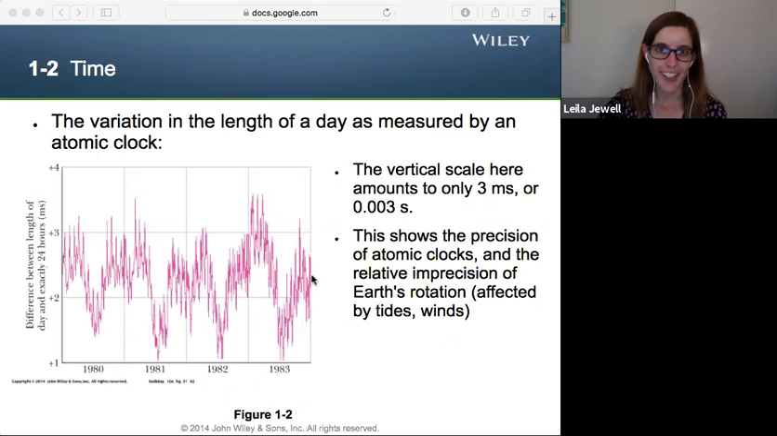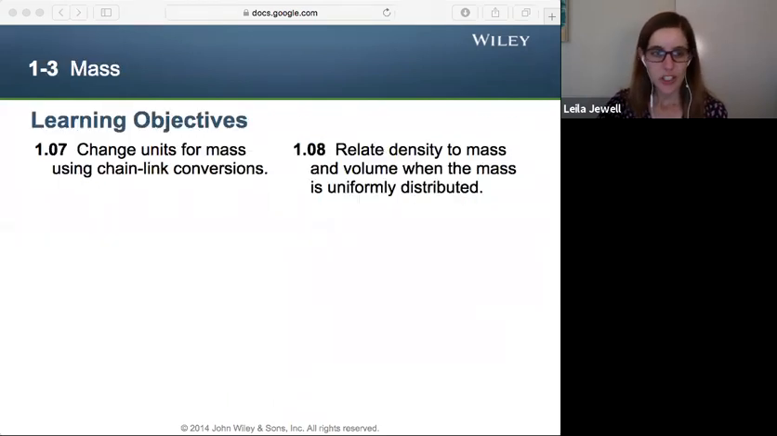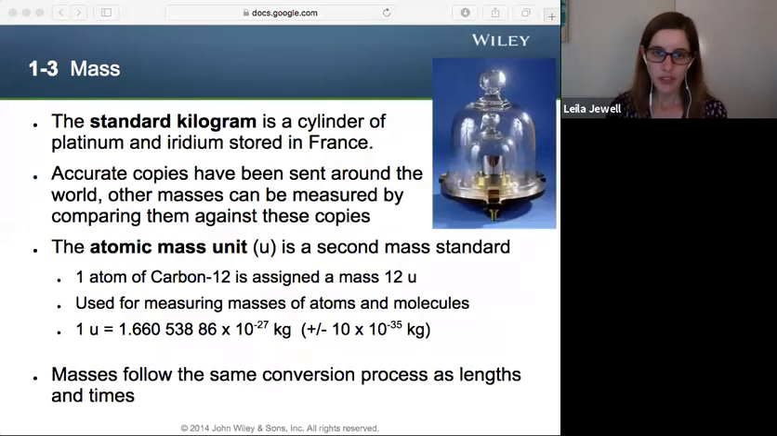Now, continuing right along, section 1.3 takes a look at mass, which is our other base quantity in addition to length and time. So for mass, we have the standard kilogram that defines the mass base quantity. And it's a cylinder of platinum and iridium stored in France. Accurate copies of this cylinder have been sent around the world, and other masses can be measured by comparing them against these copies.